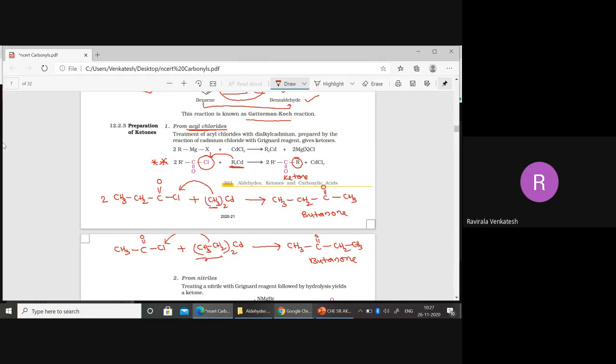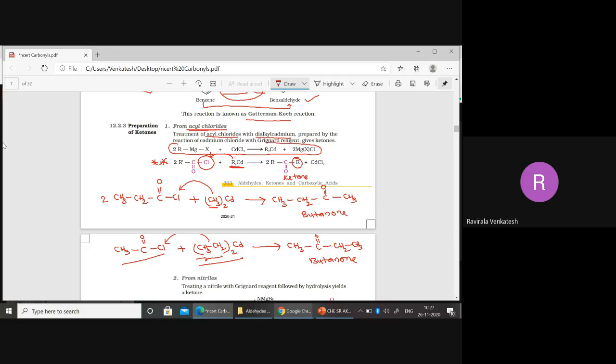So why am I expressing it in this way? Because they may ask in conversions. Nobody asks you directly to write the product. When you see acid chlorides and dialkyl cadmium, you see that dialkyl cadmium reacts with acid chlorides to give ketones. This is the actual reaction. But in conversions, what happens?